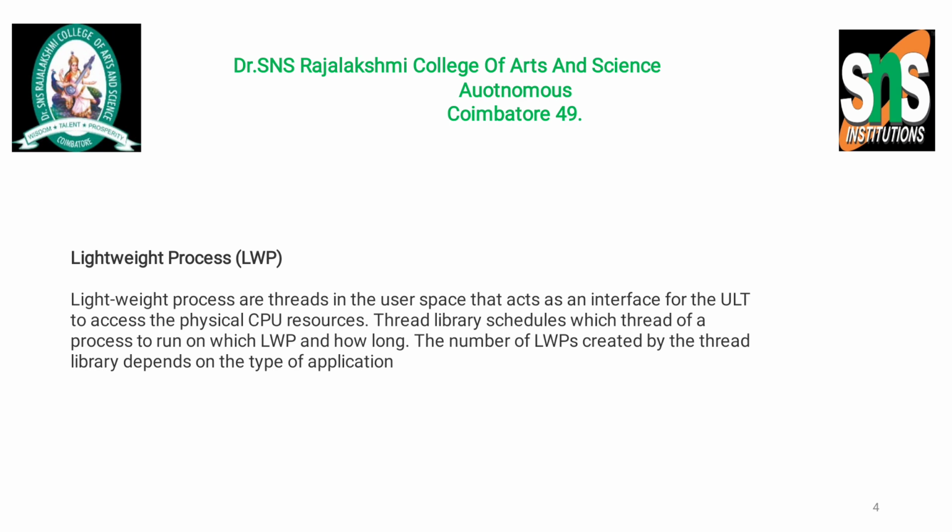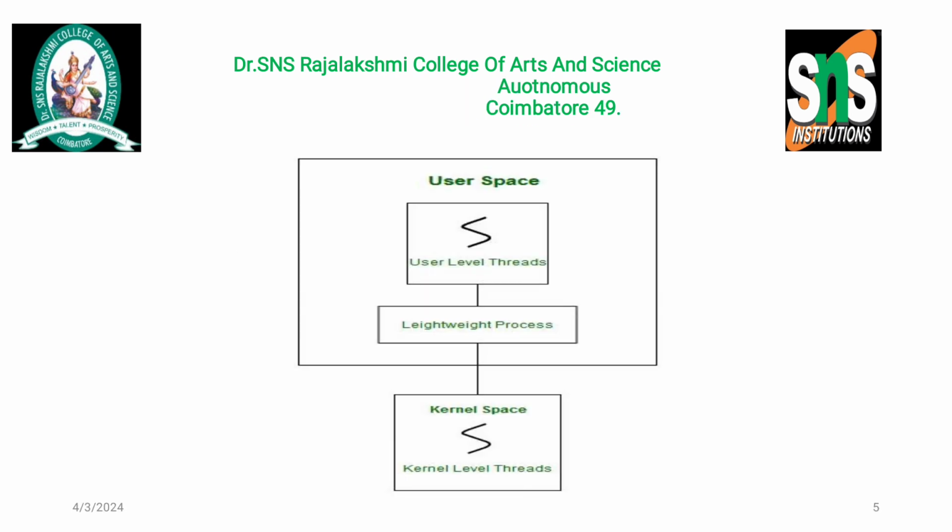The reason is the thread is nothing but a part of a process, so we call it a lightweight process. The lightweight processes are threads in the user space that act as an interface for ULT to access the physical CPU resources. The thread library schedules which thread of a process runs on which LWP and for how long. The number of LWPs, that is lightweight processes, created by the thread library depends on the type of application. So these types of threads can be created by the thread library.